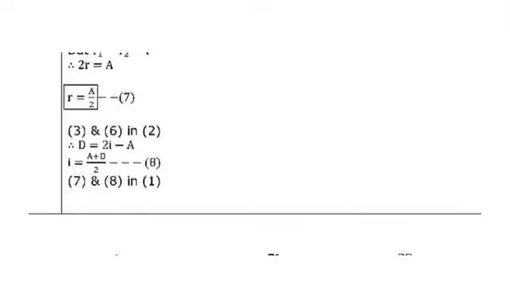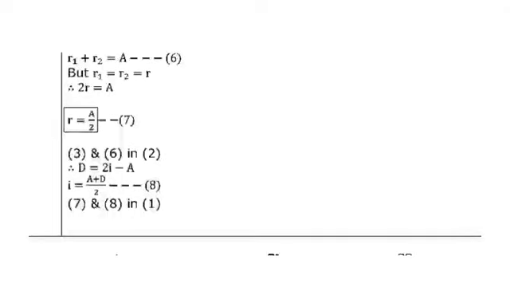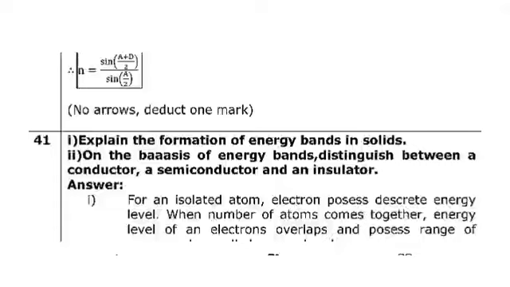Then substitute equation 3 and 6 in equation 2. So what happens to equation 2? In place of small letter d, I can write capital letter D, which is equal to 2i minus A. Now, I will rearrange this equation for angle of incidence i. i is equal to A plus D by 2. Consider this one as equation 8. Now substitute equation 7 and 8 in equation 1, Snell's law. That is n is equal to sine of (A plus D by 2) divided by sine of A by 2. Thank you.